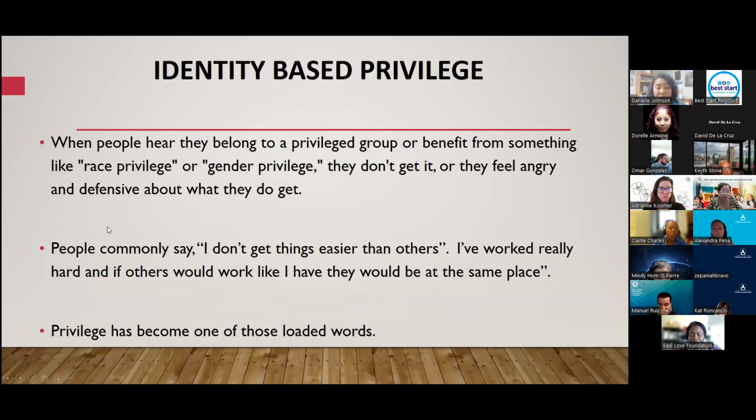I definitely believe that we all can experience privilege and oppression. I do believe there are some groups, particularly your historical minorities in the community in the United States, and I can't speak for other countries, that do experience oppression at higher rates in comparison to their counterparts. And that might be when people hear they belong to a privileged group or benefit from something like race or gender privilege, they don't get it or they feel angry. Defensiveness comes up a lot in privilege and oppression, right? Just because you have privilege does not mean that you didn't work hard or that you didn't have to get it out of the mud, right?